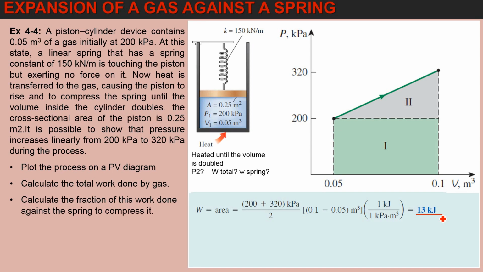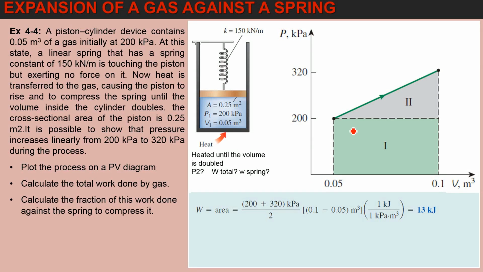So the idea is we are working against two forces. One force is atmospheric pressure. So the atmospheric pressure generates a force on the piston. We are working against it, and also the spring works against our push to expand. Atmospheric pressure remains constant throughout the process.